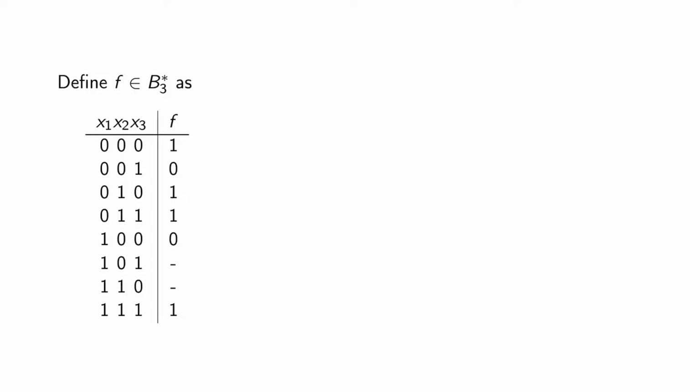So we're going to define our function f as a function in the set of all Boolean functions which takes input from the three-dimensional vector space and outputs either 0, 1 or don't care. And this is what we denoted by B star sub 3. So let us first define the onset of this function. The onset we denoted as f inverse of 1, and this is the set of all input combinations such that the output is 1. So this will be this input combination, this one, and the last one.